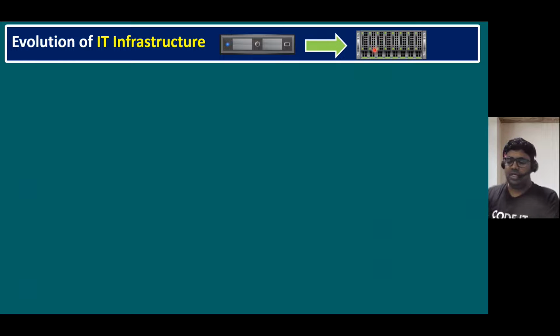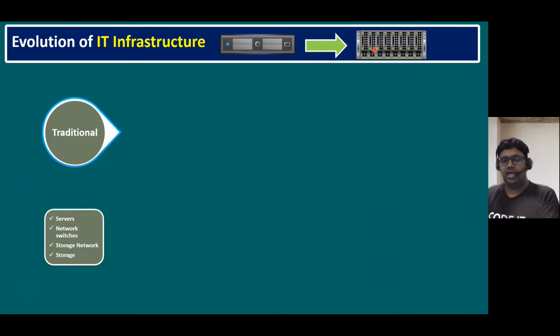Okay, so in the same way, let's try to understand how the evolution happened in IT infrastructure. Let's say in general, the previous IT infrastructure we call a traditional IT infrastructure. Within the traditional IT infrastructure, we have servers, network switches, network devices, and storage devices. That is a traditional infrastructure. Within the traditional infrastructure, to manage servers, we have server administrators, for network we have network administrators, and for storage, we have storage administrators. That is a traditional infrastructure.